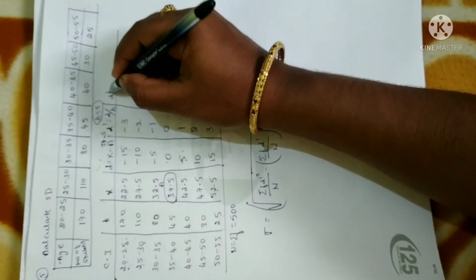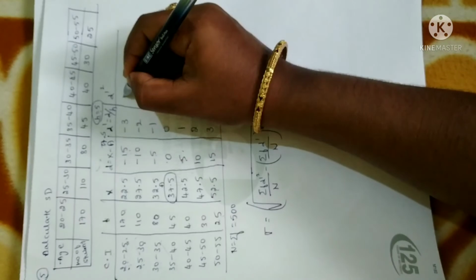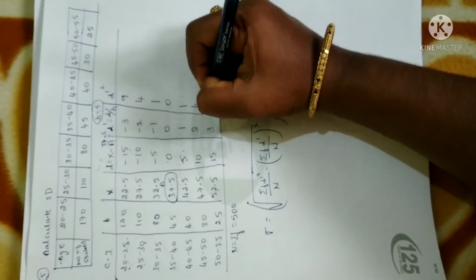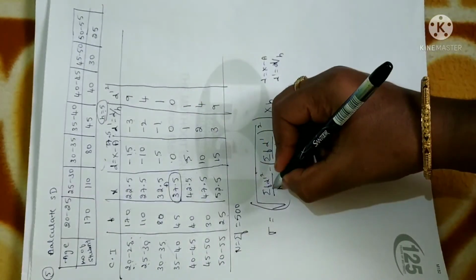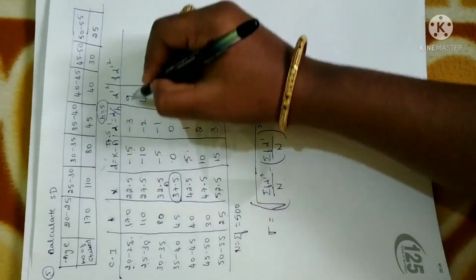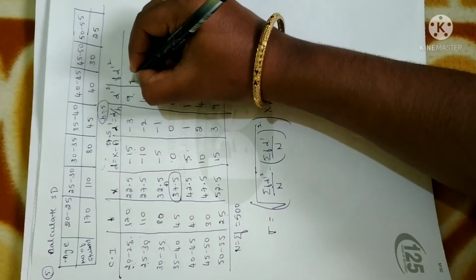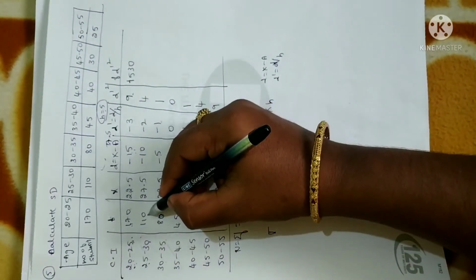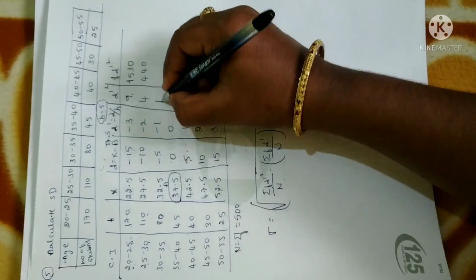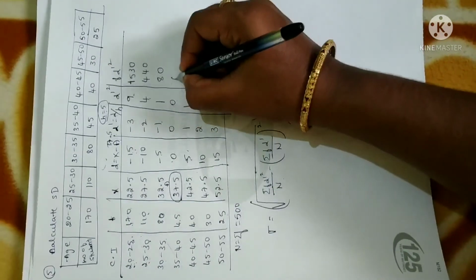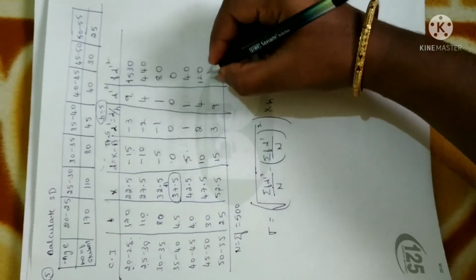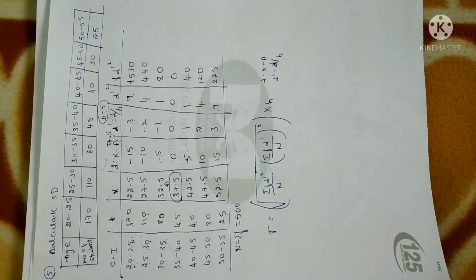Let's calculate d dash square. Minus 3 square is 9. 2 square is 4. 1 square is 1. 0 square is 0. 1 square is 1. 2 square is 4. 3 square is 9. Next, f into d dash square. So multiply f with d dash square value. F is 170 into 9 is 1530. F is 110 into d dash square is 4, so you will get 440. Similarly, f with 80, 1 is 80. Next 45 into 0, 0. 40 into 1, 40. 30 into 4, 120. 25 into 9, 225. Clear? So I have done f into d dash square.